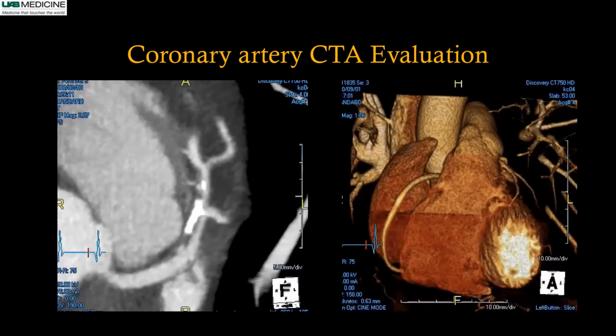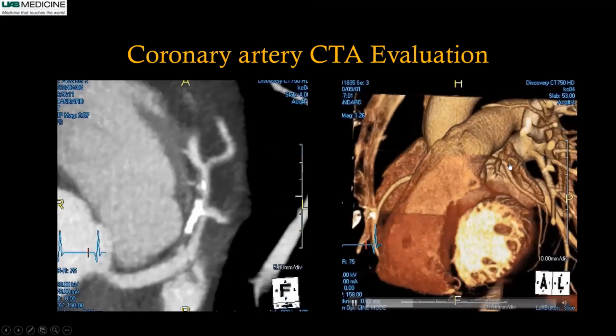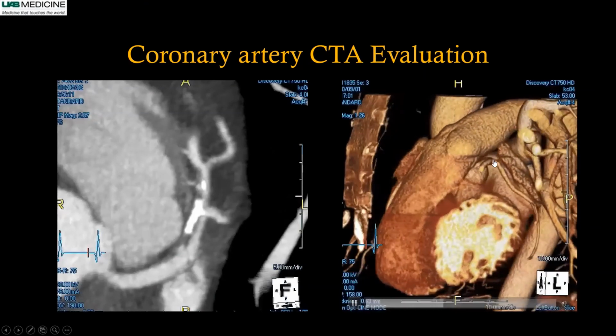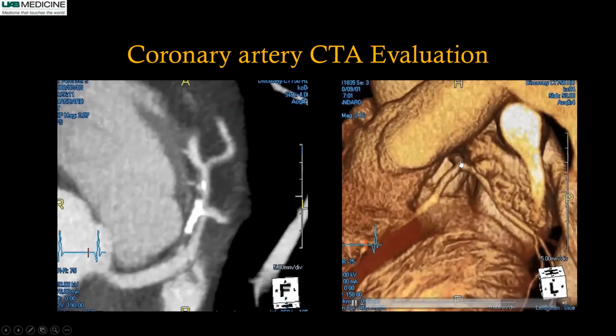Now on the right side, you can see a volume rendered image. What it means is you are seeing the structures of the heart more superficially. This is the left ventricle, this is the right ventricle, RVOT, and the pulmonary artery. Here are the pulmonary valves. This is the right atrium and the big pyramid-shaped appendage. And this is the right coronary artery, seen very clearly. Then you can rotate these images and look at the rest of the coronary artery. Here is the LAD, and here is the circumflex, and that's the left main branch.